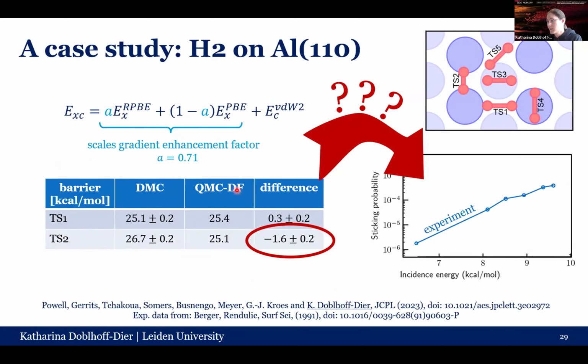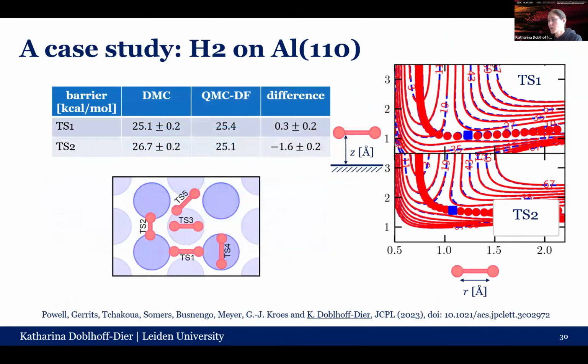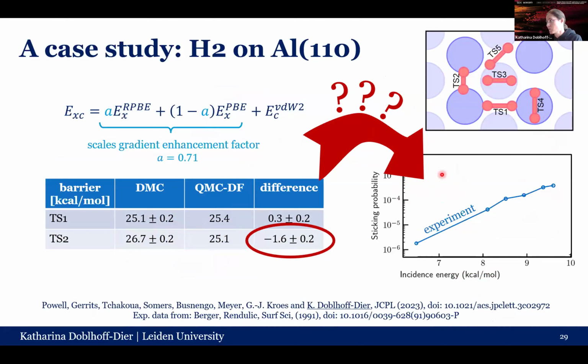But our QMC-based density functional gets the first barrier pretty well, which is the one we fitted it to, but the second one it underestimates. So maybe that is the reason why we overestimate the experimental reaction probability curve. But in fact, that is not the reason. We can test that. We can basically split our entire reaction probability curve into the components of molecules reacting here or molecules reacting there. And we can see that the molecules reacting here, so along TS1, are more important.